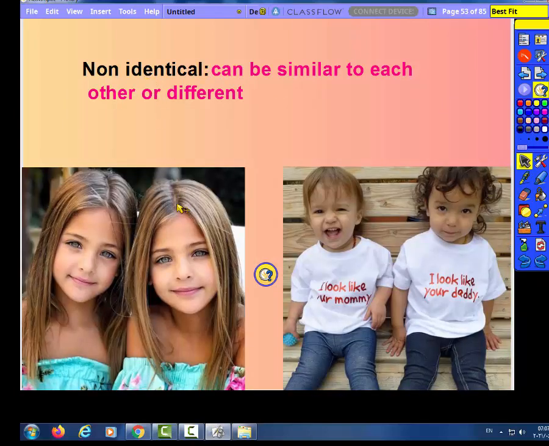Non-identical. Look at these two twins. They are twins but non-identical twins. Non-identical twins, they can be similar or different. They can look like each other, or they can be different, not the same. Okay?